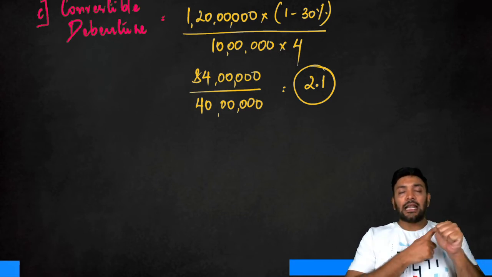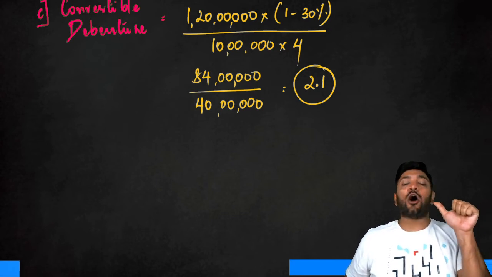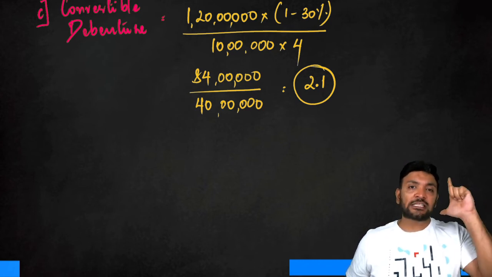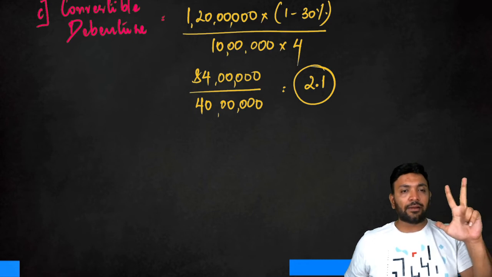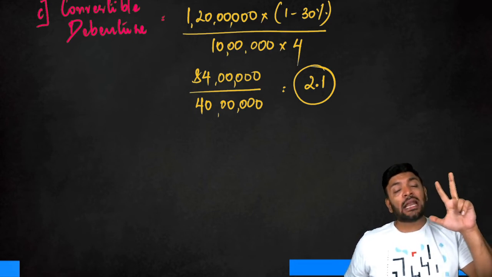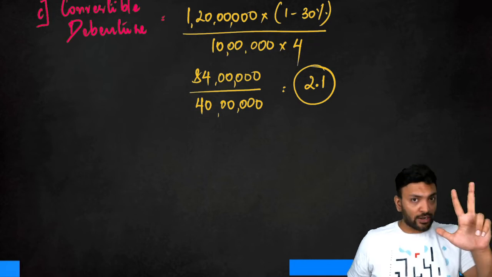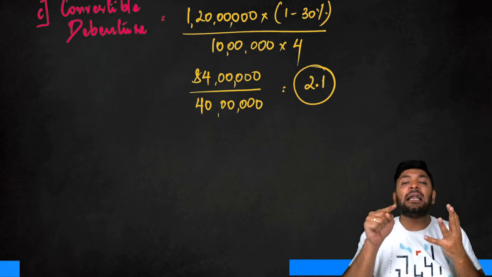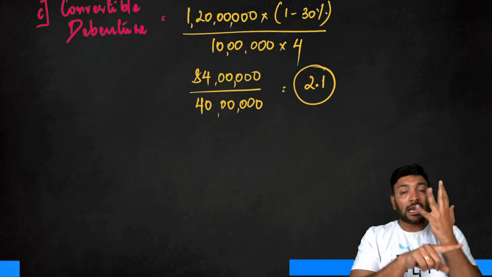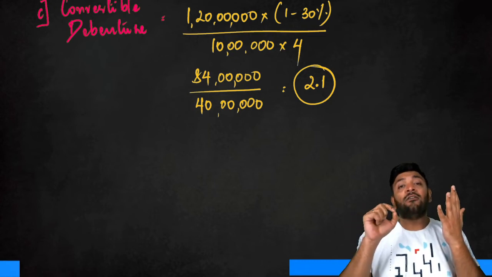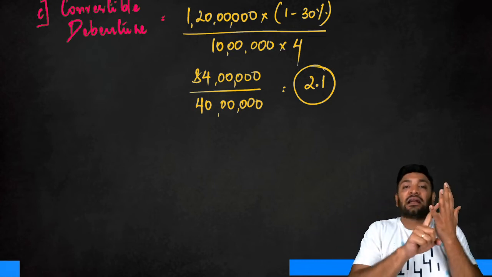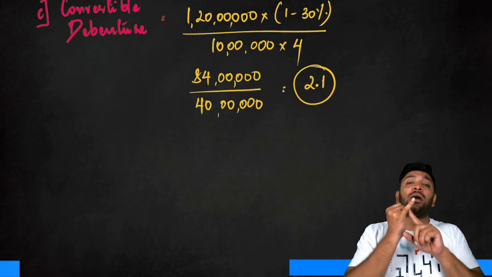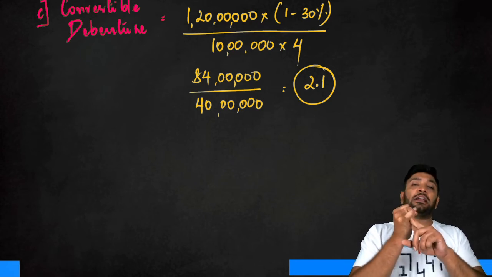I'll tell you. Number 1, dilution when only the options get converted into equity shares. Number two, dilution when only preference shares get converted into equity shares. Number three, dilution when only debentures get converted into equity shares. Number four, dilution in EPS when both options and preference shares get converted into equity shares. Number five, dilution in EPS when both options as well as debentures get converted into equity shares. Number six, dilution in EPS when both preference shares and debentures get converted into equity shares.